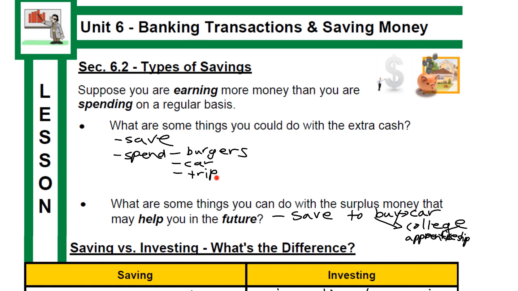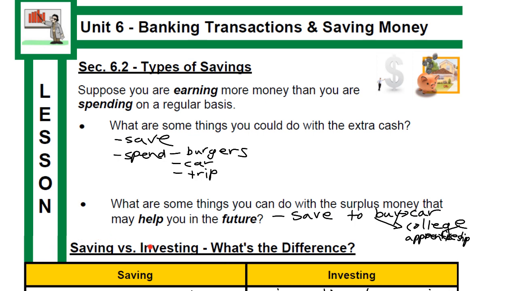Now, the reasons why we save that extra cash is to spend on things like burgers, cars, and trips, right? Now, some things that we can do with this surplus money that may help you in the future. You could save for a car, you could pay for college, or you could pay for an apprenticeship, okay?